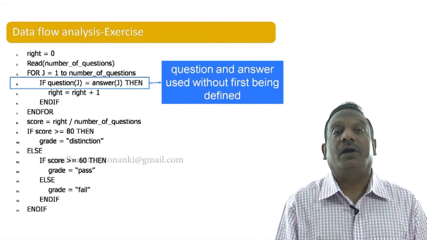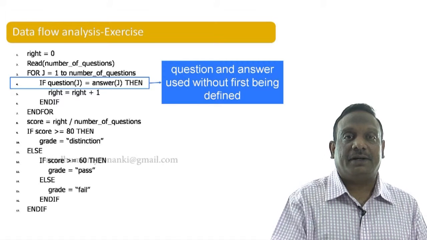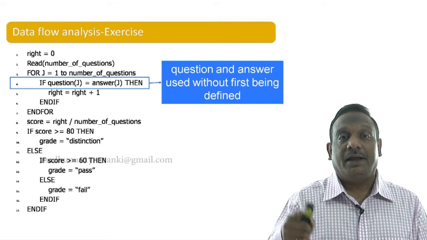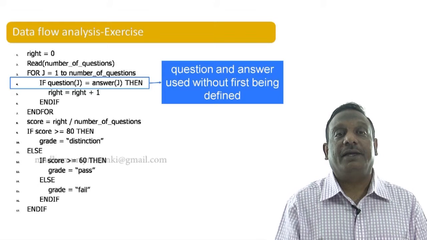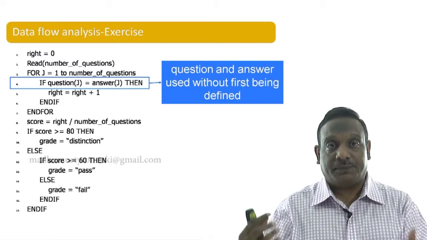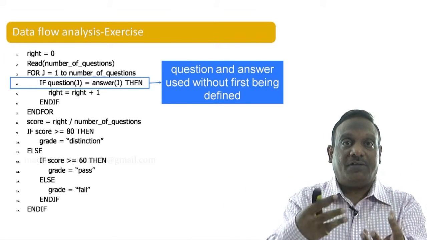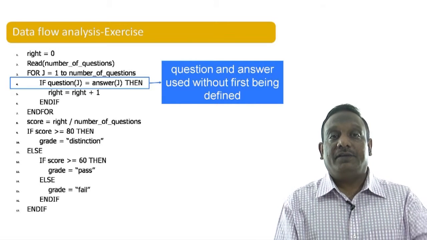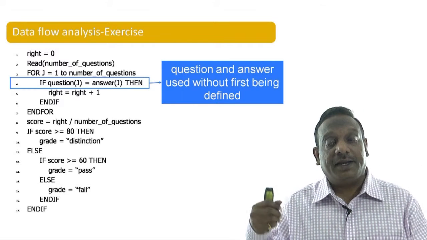That is, there is a variable called grade. That is on line number 10 and it is being defined in all the places. Grade equal to distinction means the grade is being defined, a value is being put there, and in the else if loop, again grade equal to pass.